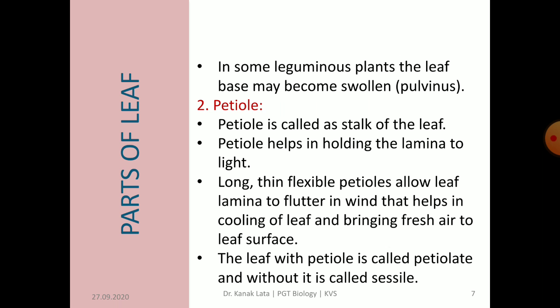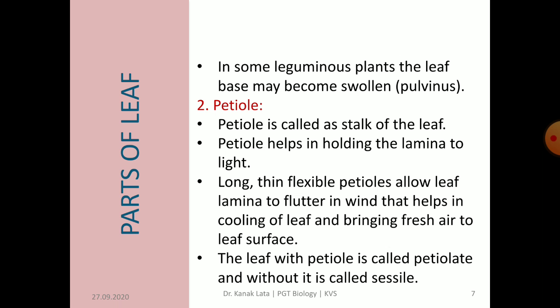Now the second part of the leaf is petiole. It is the stalk of the leaf. So the stalk of the leaf is called petiole. Petiole holds the expanded flat portion of the leaf towards light. Long, thin and flexible petioles allow leaf to flutter in the wind and this helps in cooling and bringing fresh air to the leaf surface.